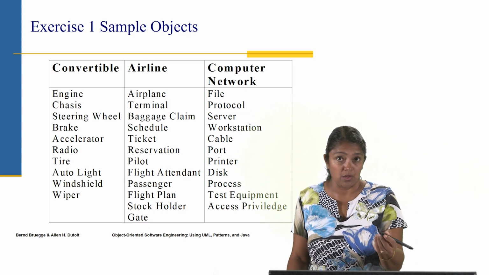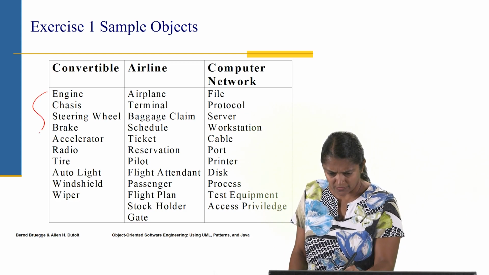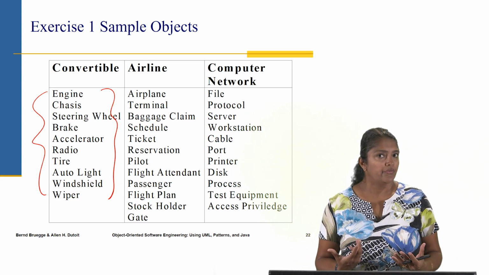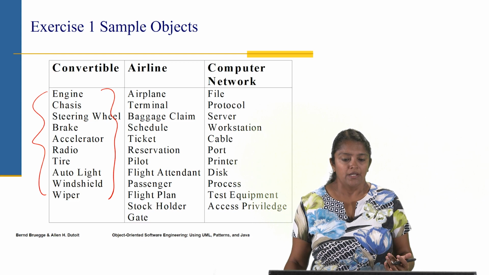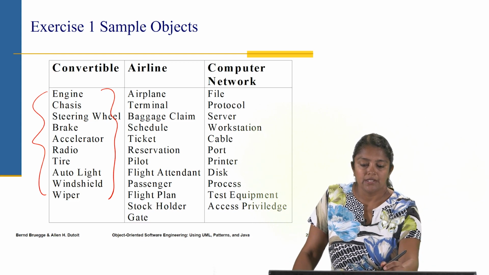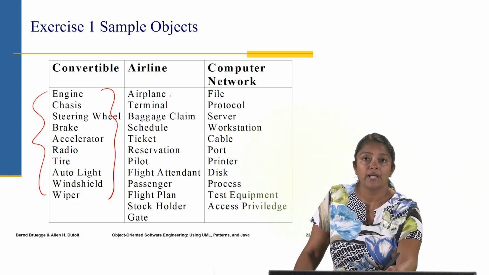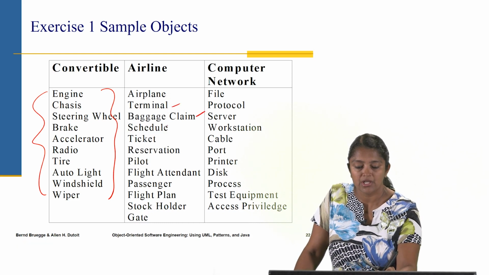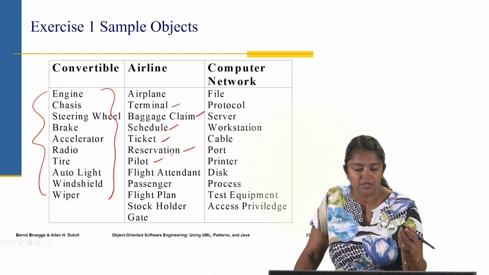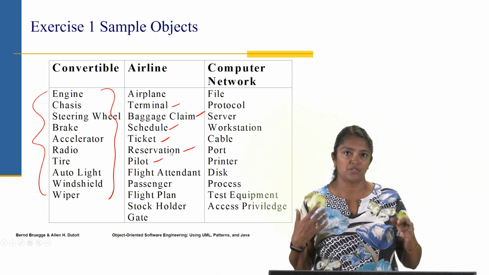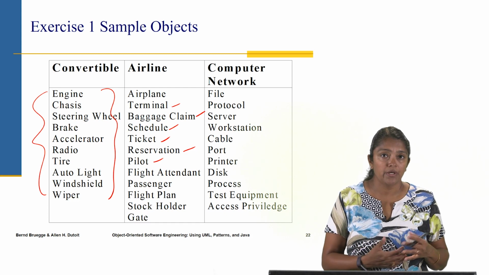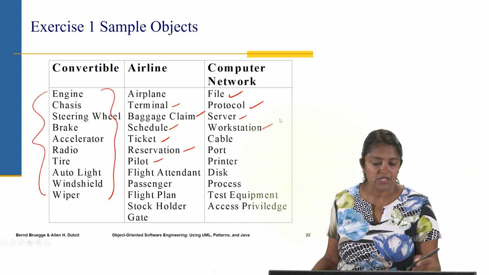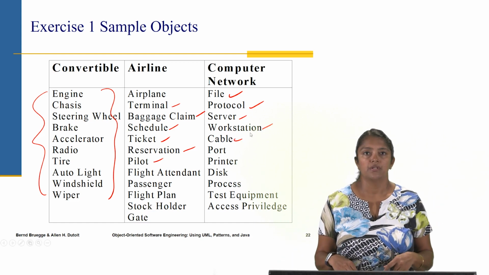That's how we start out with this process and come up with all of the high-level objects that we can think of for the particular system. Now, if it's an airline, then the objects that come to mind are the airplane, the terminal, the baggage claim, schedule, tickets, reservation, pilots, flight attendant, and so on. For a computer network system, we think of files, protocols, server, workstation, cables, ports, routers, and so on.